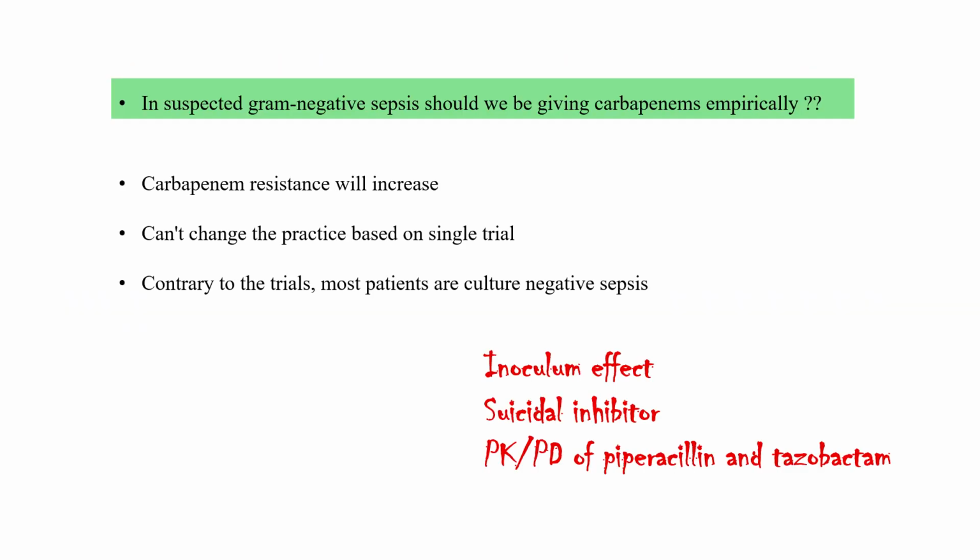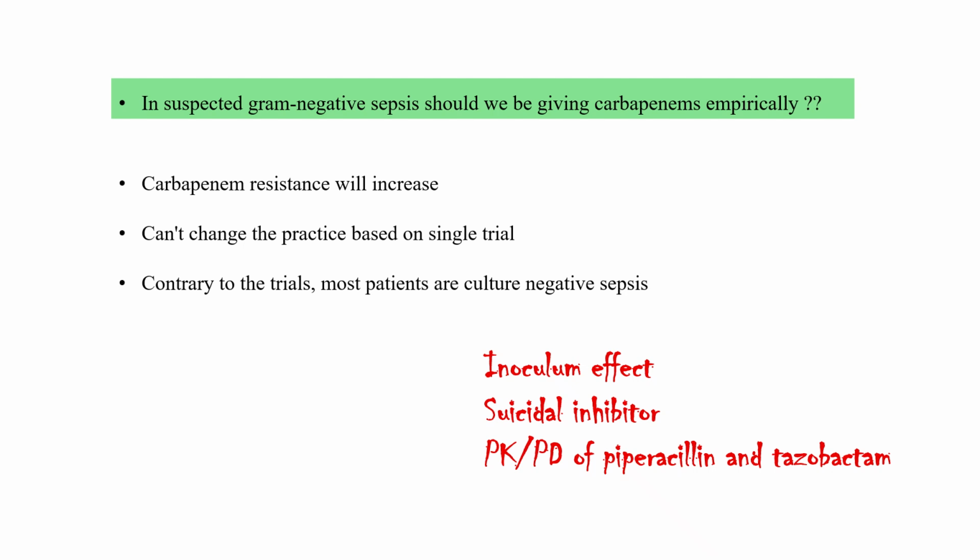So this is the argument now. We are saying that carbapenems are much better than piperacillin-tazobactam. There is a mortality benefit, so all the patients should be on carbapenem. But then, definitely this will lead to carbapenem resistance eventually. So, do we have any other option which might help us in not using carbapenem?